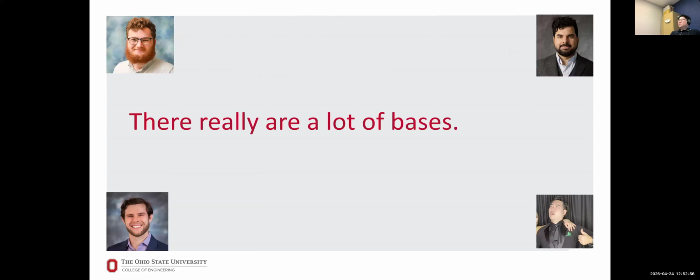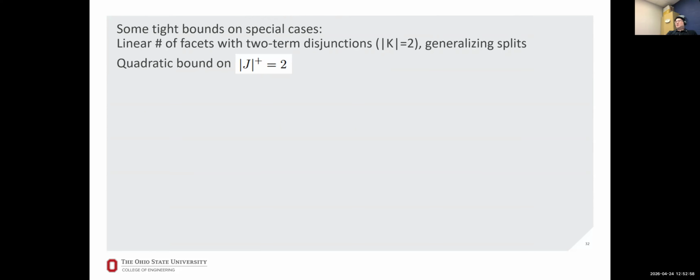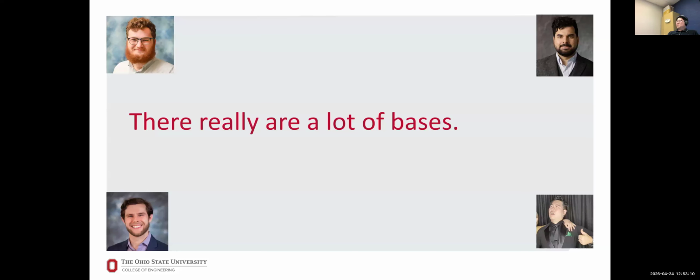So there's additional bad news, because even in these cases, okay, cool, there's a linear number of facets, run simplex. I mean, who cares about multi-term disjunctions? Well, apparently we should care, given the last talk, right? But even there's a lot of bases. So more depression.